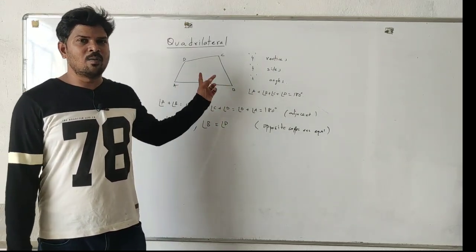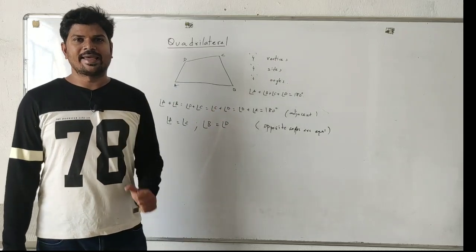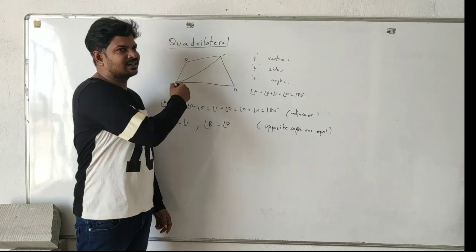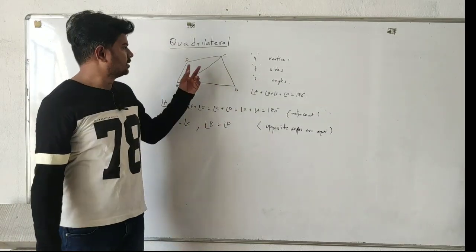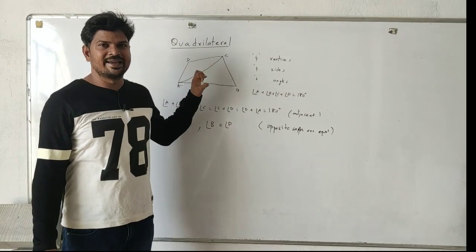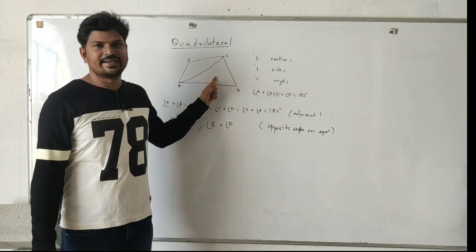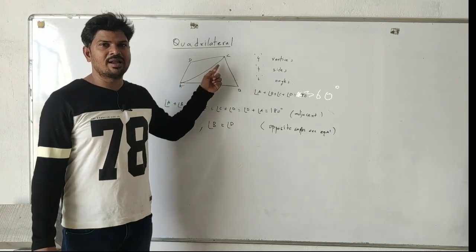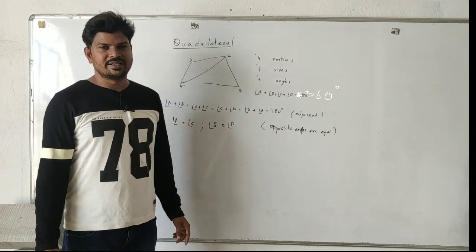Any quadrilateral can be divided into 2 triangles. If you connect opposite vertices, the lines are called diagonals. This quadrilateral can be divided into 2 triangles. So the sum of total angles in a quadrilateral is, as each triangle takes 180 degrees, 180 plus 180, 360 degrees. So the sum of all angles in a quadrilateral is 360 degrees.